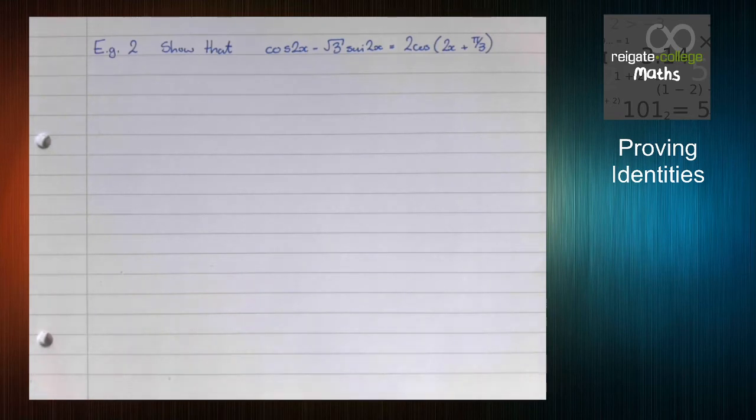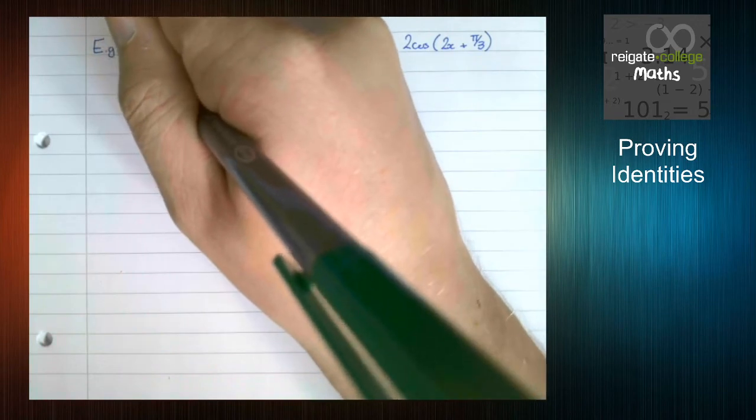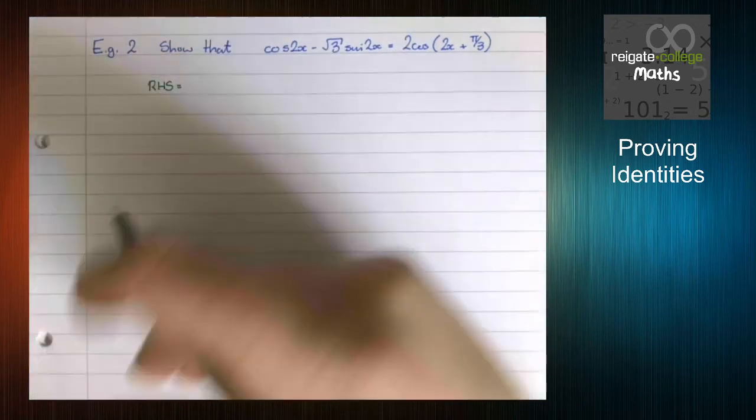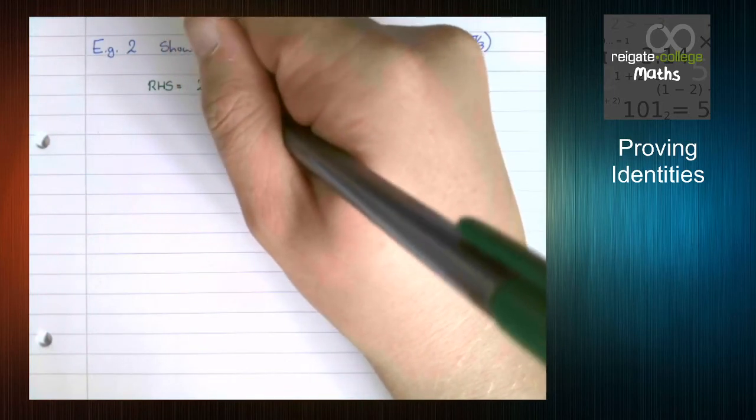So this is what's really important about this type of proof. You don't have to start with the left. Typically you will, but not always. And in this case, if we start with the right hand side, we're actually going to get a much simpler solution.